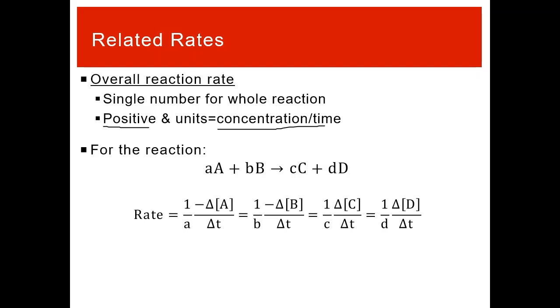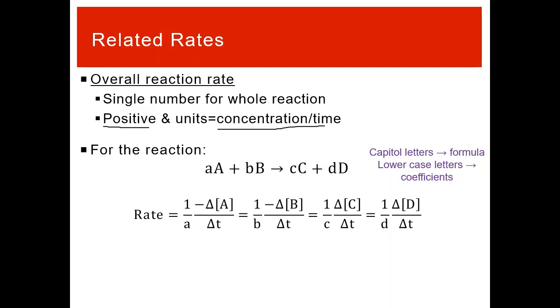You'll note I have little a A plus little b B becomes little c C plus little d D. These are functioning like variables describing a generic reaction. The capital letters just represent a formula. So A is just a chemical formula, capital B just a chemical formula. The lowercase letters are coefficients, so those are like mathematical variables. That lowercase b could be anything: 1, 2, 3, 4, 5, 6, 7, 8, doesn't matter.